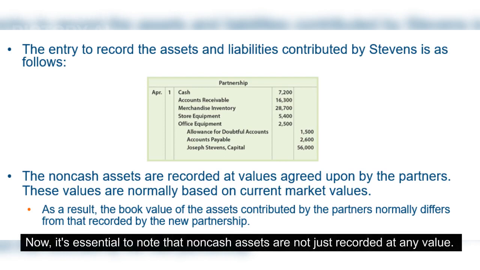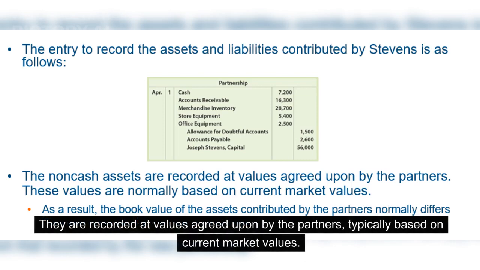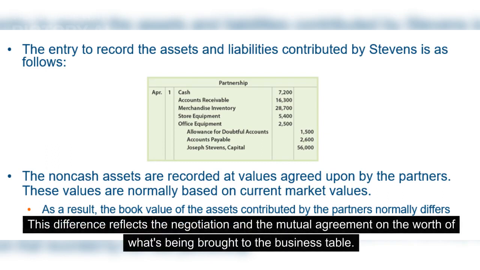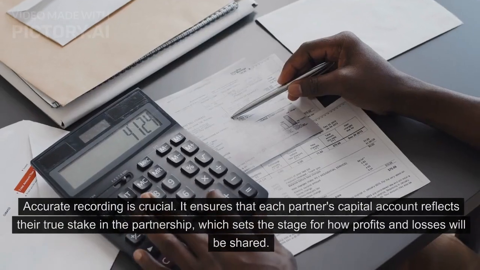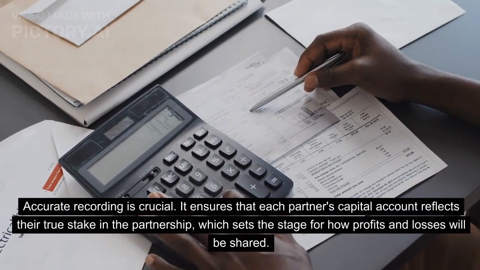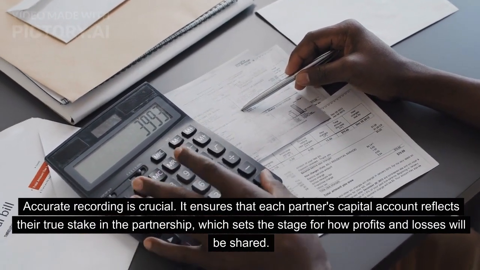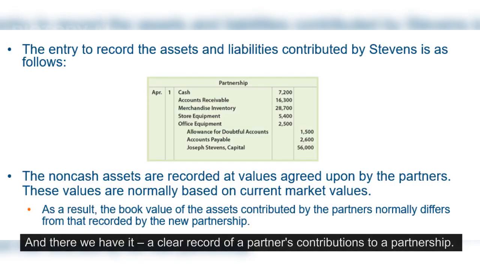Now, it's essential to note that non-cash assets are not just recorded at any value. They are recorded at values agreed upon by the partners, typically based on current market values. Because of this, the book value of the assets contributed by partners like Stevens often differs from that recorded by the new partnership. This difference reflects the negotiation and the mutual agreement on the worth of what's being brought to the business table. Accurate recording is crucial. It ensures that each partner's capital account reflects their true stake in the partnership, which sets the stage for how profits and losses will be shared. And there we have it, a clear record of a partner's contributions to a partnership.